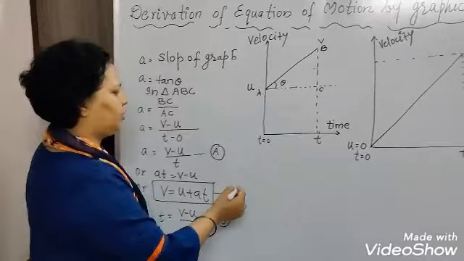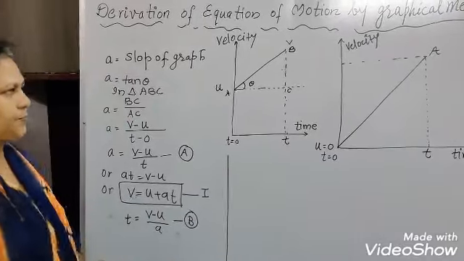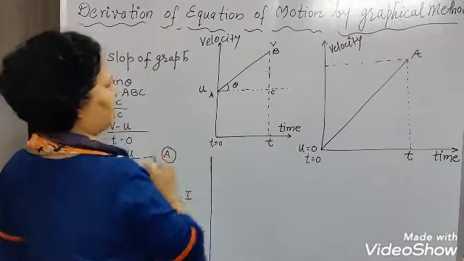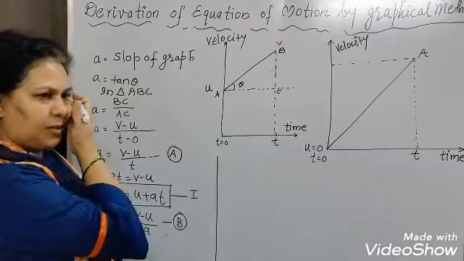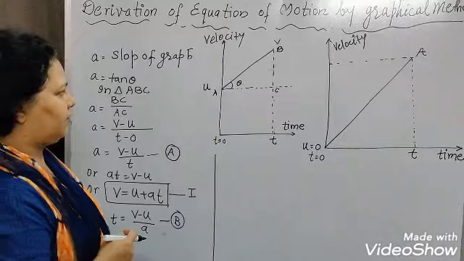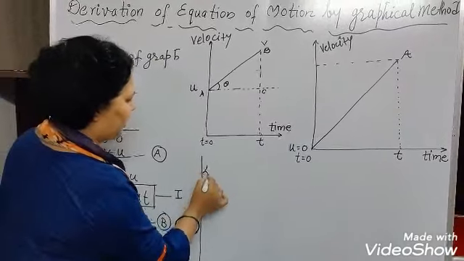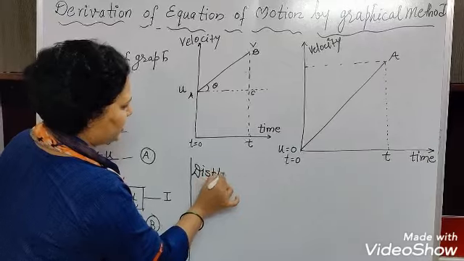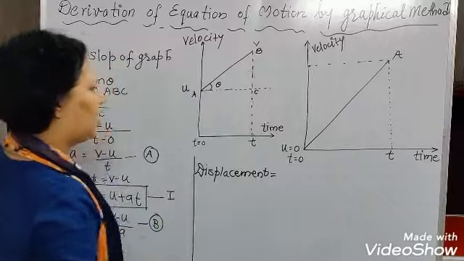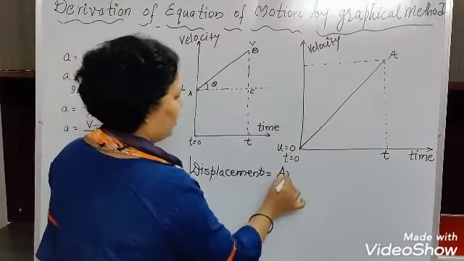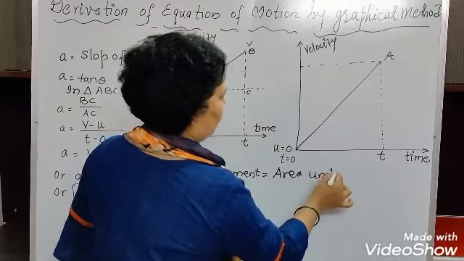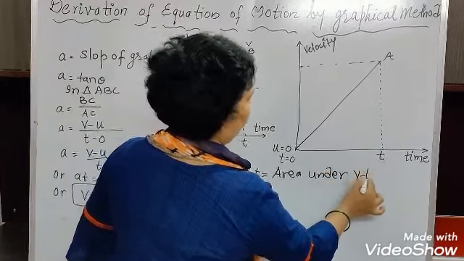Now see, to derive the second equation of motion, we know that if you see this graph, the displacement is given by the area under the v-t graph. So we can write here: displacement is equal to area under v-t graph.